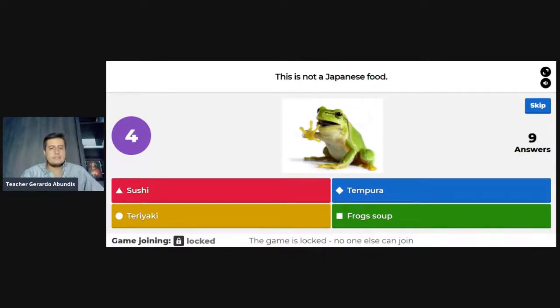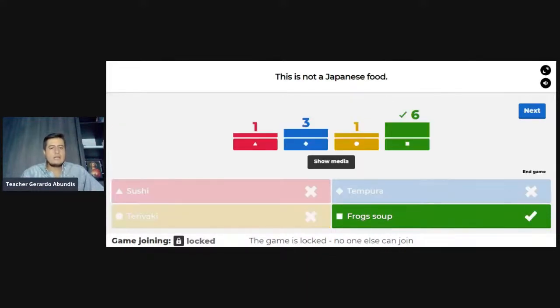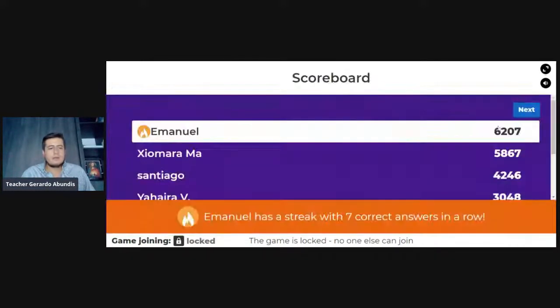This is not a Japanese food. That's it, guys. I gave you the answer with a picture of a frog in front of you, in your face. Okay? Guys, sushi, tempura, what is the other one? Well, let me check it because I cannot see it. And teriyaki, they are Japanese food. Frog soup is not Japanese food. All right? Let me check who got it correct.